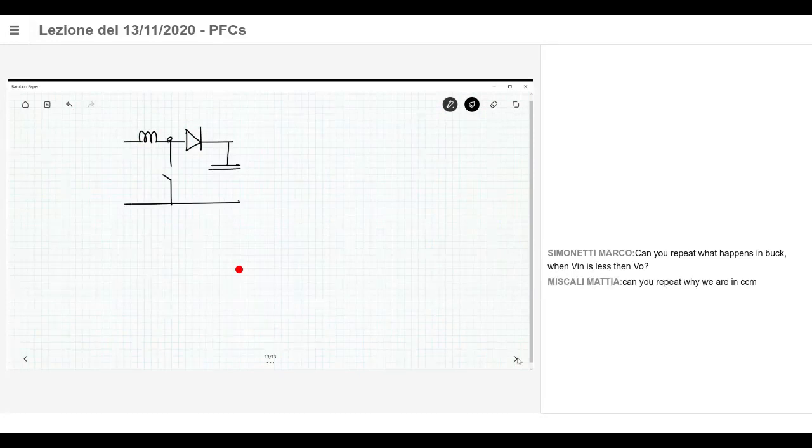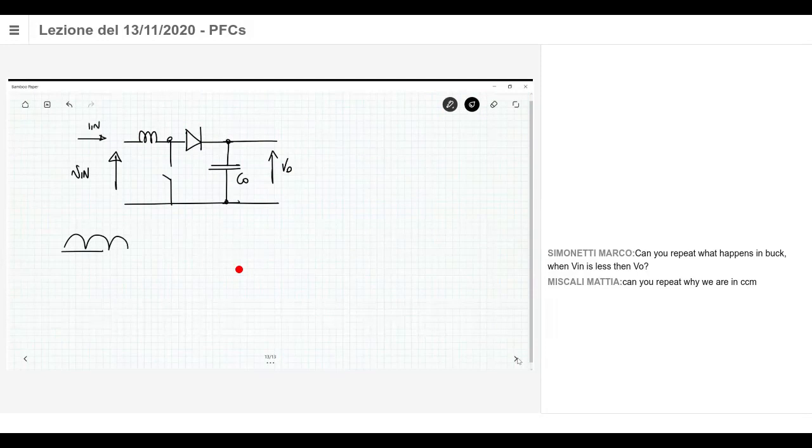This is my boost. This is the output voltage V0, which should be a DC voltage larger than the maximum input voltage. Here at the input there is the rectifier, so the input now is a sine wave. This is a rectified sine wave, something like this. The input current is here.